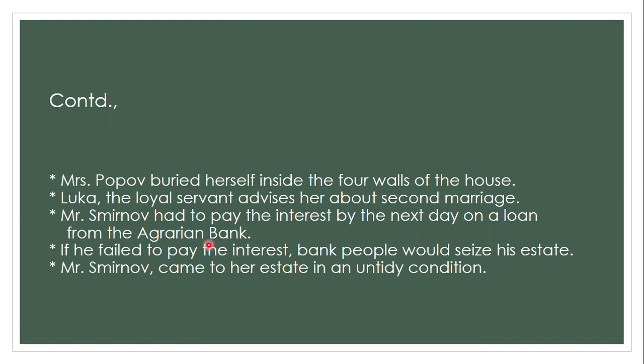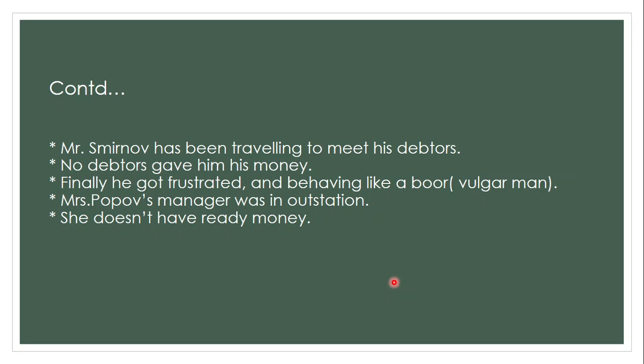Mr. Smirnov had to pay the interest by the next day on a loan from the agrarian bank. If he failed to pay the interest, bank people would seize his estate. That is his survival value. He has to save his estate, so he has to pay the money. So Mr. Smirnov came to her estate in an untidy condition: uncombed hair, unwashed dress, and dirty boots, a frustrated, irritated, and angry man.